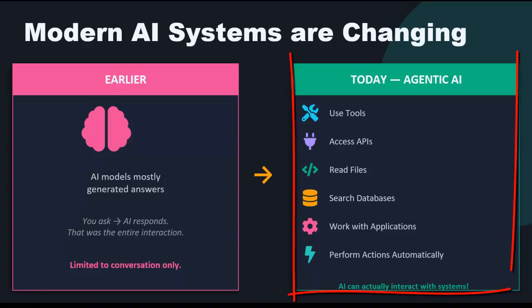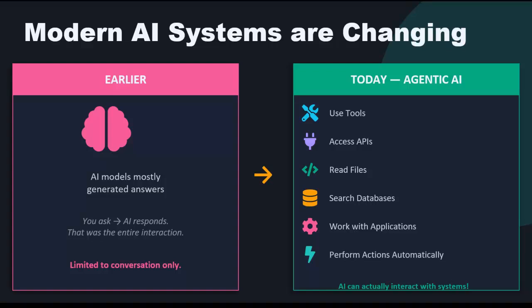But modern AI systems are changing rapidly. Today AI agents can use tools, access APIs, read files, search databases, work with applications, and perform actions automatically. And this is where agentic AI becomes really powerful, because now AI is not just generating text. AI can actually interact with systems and perform the task.